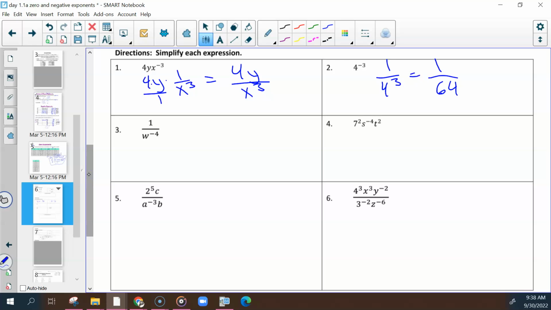This is an example, like I said earlier. We have 1 over w to the -4. How would we rewrite that? We just flip it. The base is really 1 over w, so if we flip that and make it positive, it would just be w to the 4th.